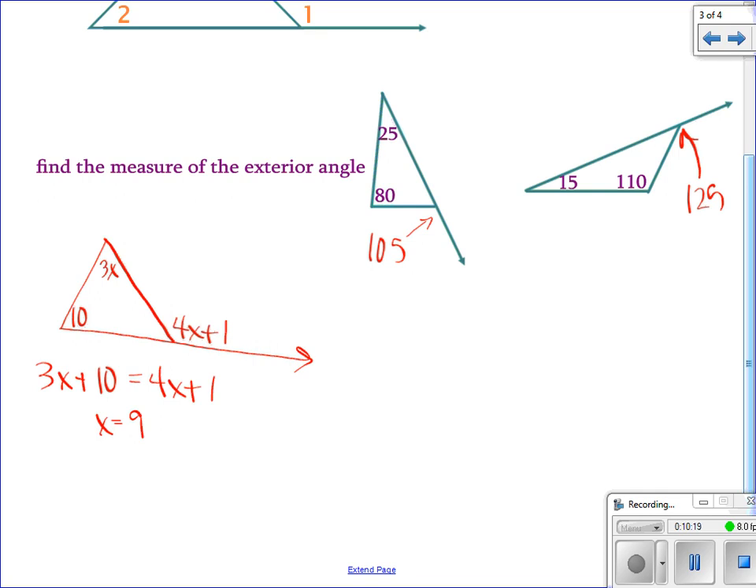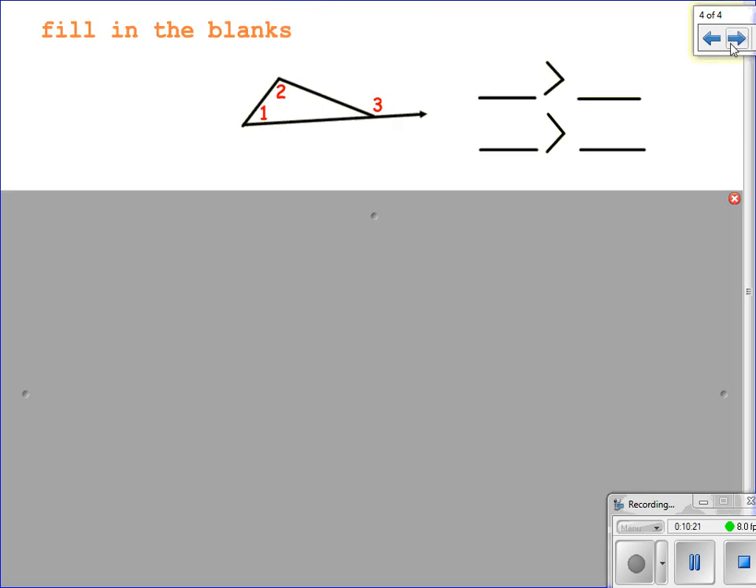All right, what inequalities would always be true? What would be bigger than the other as far as the angles go? 3 is going to be bigger than what? 2 and 1.